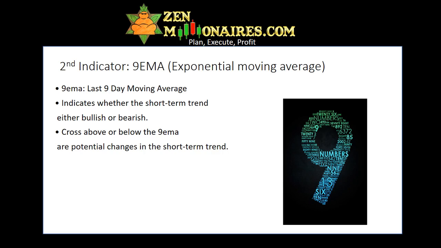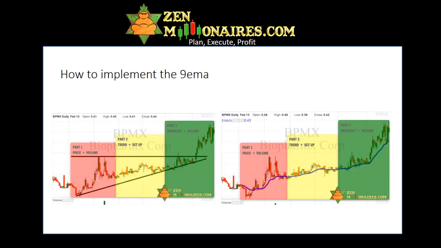It indicates whether the short-term trend is either bullish, that means gaining momentum going up, or bearish, that means going down. A cross above or below the 9 EMA indicates a potential change in the short-term trend. And this comes to fruition when you look at the chart.